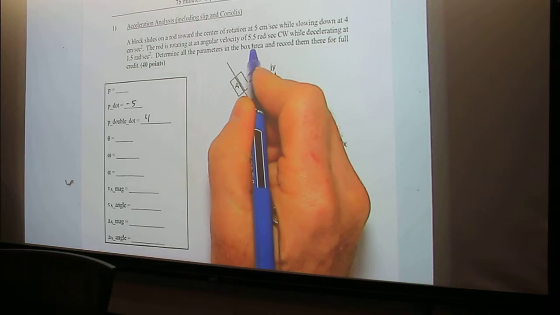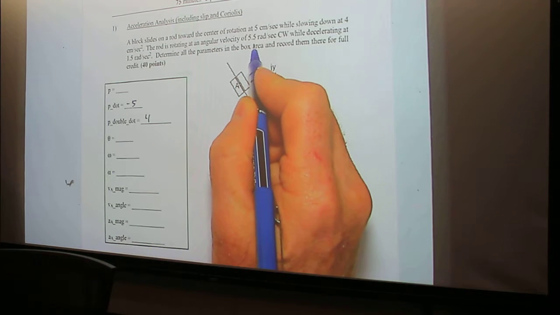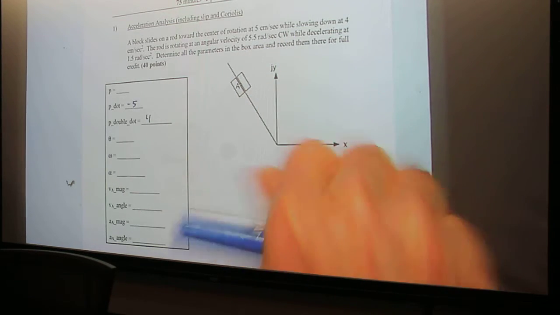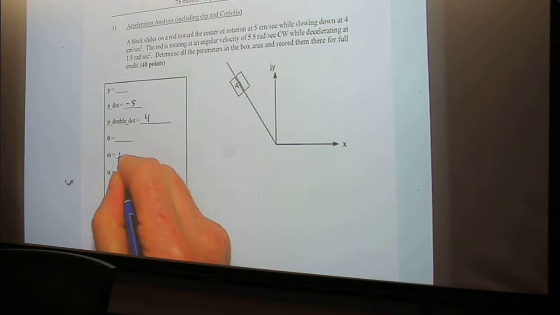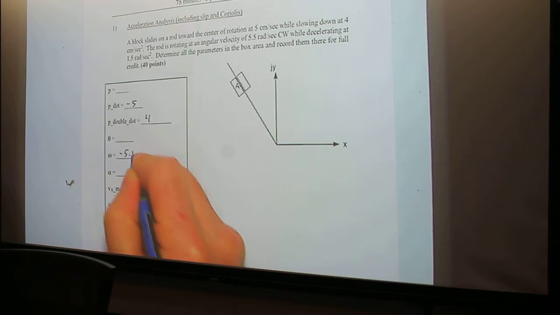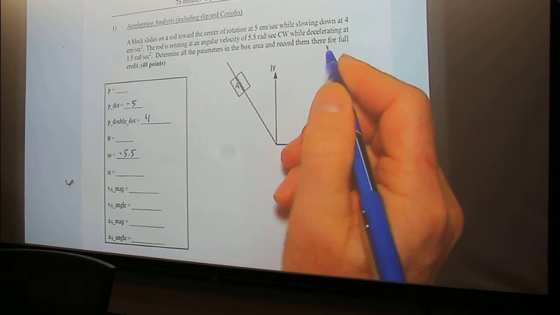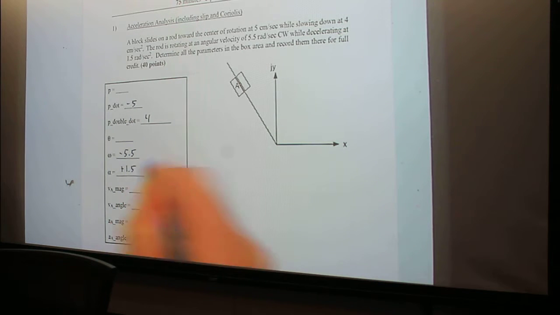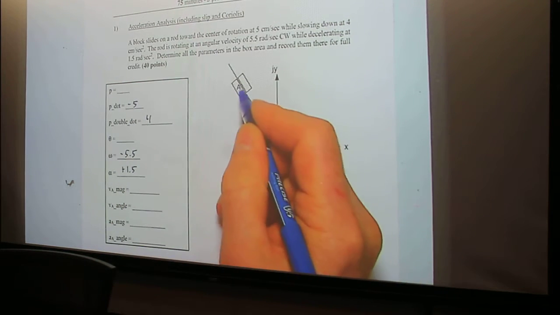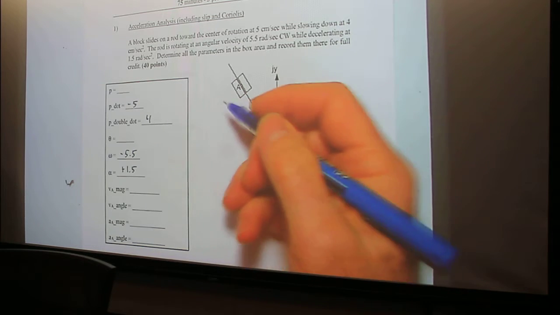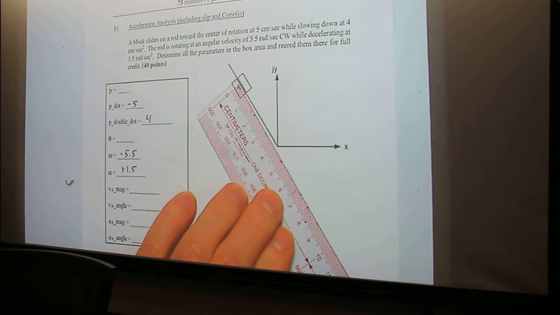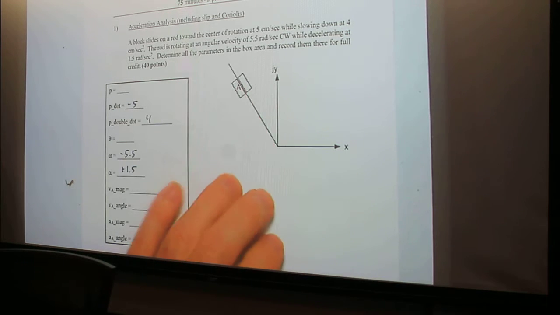The rod is rotating at an angular velocity of 5.5 radians per second clockwise, which means this way, so that's negative. So this is minus 5.5, while decelerating at 1.5. So that means that this is plus 1.5. Then you measure P out here, and when you do that, that's to the center of that little dot. So when you measure that right there, that's 4.